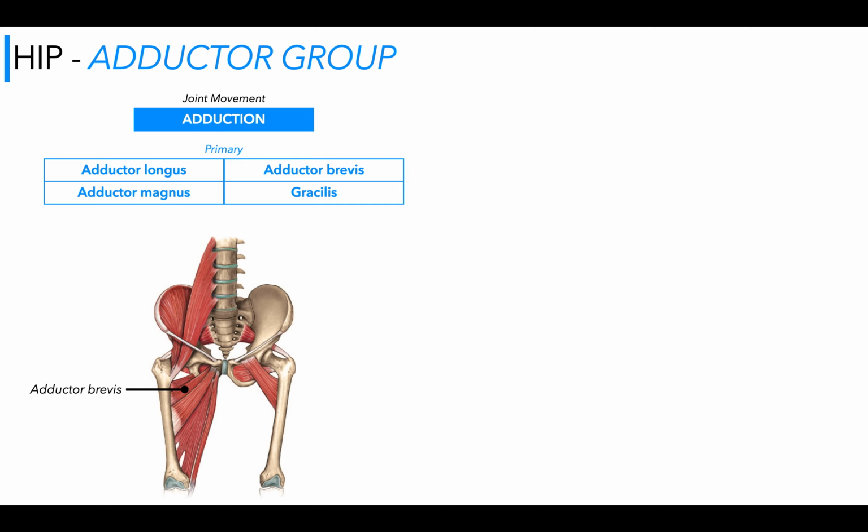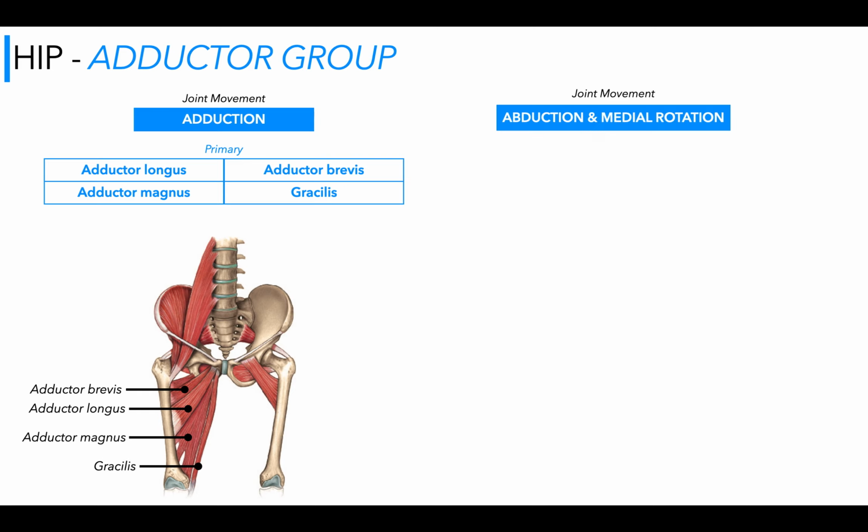But let's start with adductor brevis, moving down adductor longus, and then the wider one there, adductor magnus, the larger one, and then the gracilis, like in your groin area, running down right there. So opposite to that, we have abduction. I've put on medial rotation, okay, so rotating away from the midline.